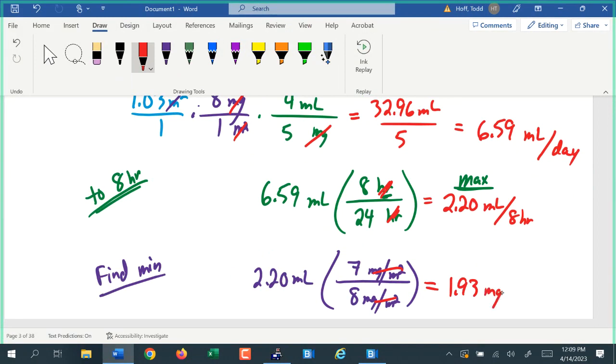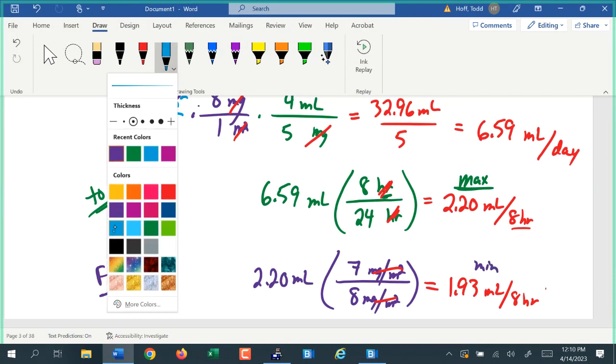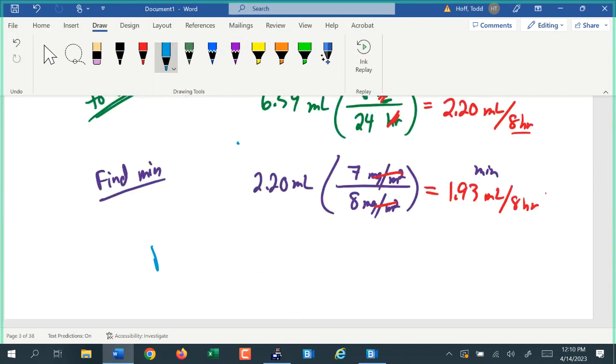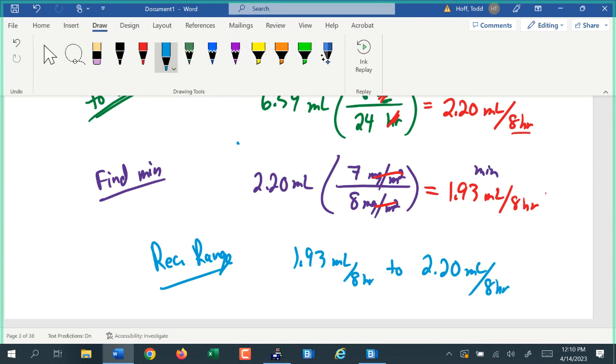Now I'm just automatically rounding these to 2 decimal places. Hopefully at this point in the course that's not a problem. That's milliliters, and our time frame is still per 8 hours. Was our minimum. So our recommended range is 1.93 milliliters every 8 hours to 2.20 milliliters every 8 hours.